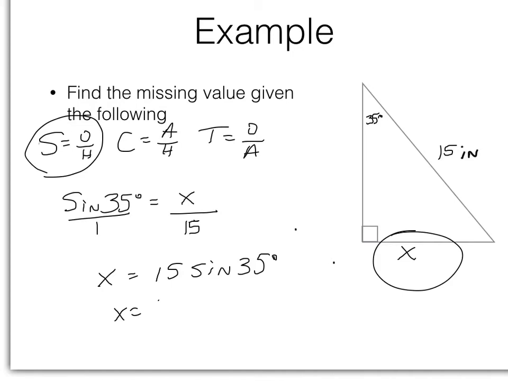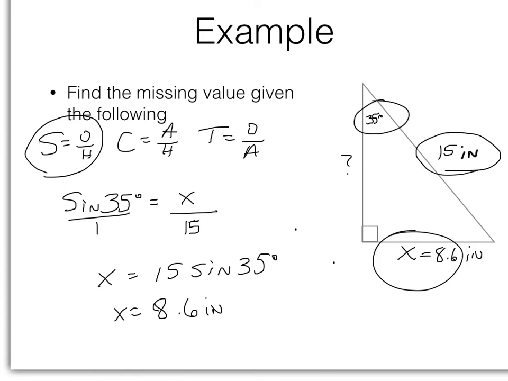15 times sine of 35, and that should give us x equals a side length of roughly 8.6 inches. Okay, so x will equal 8.6 inches. Now, because this is a right triangle, we could use our Pythagorean theorem to find this remaining side length if we needed to. But using trig ratios allows us to find side lengths in right triangles where all we know is one side length and an angle measure. Okay, so remember, we couldn't use the Pythagorean theorem with just those two pieces of information.